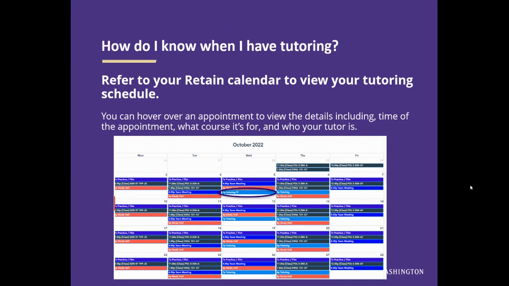As you can see here, this student is scheduled for tutoring on Wednesdays at 7 p.m. If you hover over that appointment in Retain, you'll be able to view the details of that appointment, including the time of the appointment, what course it's for, and who your tutor is.